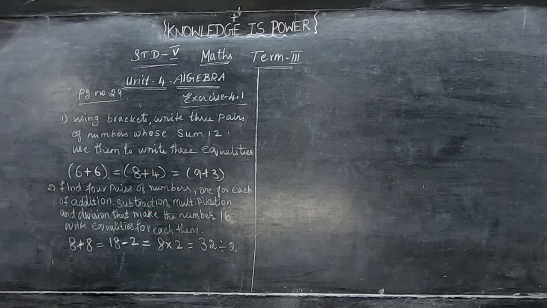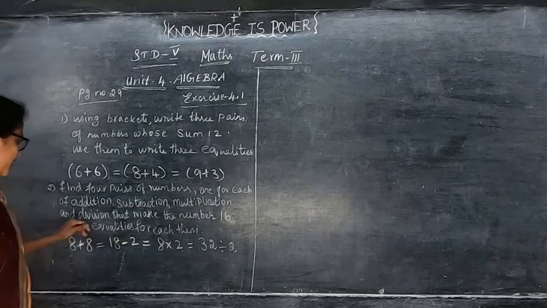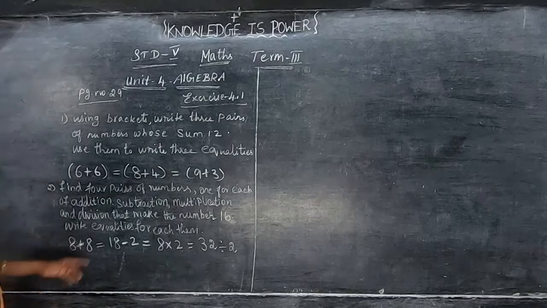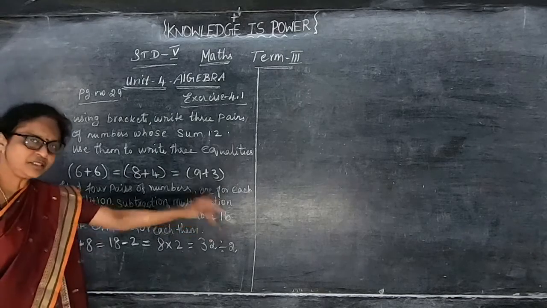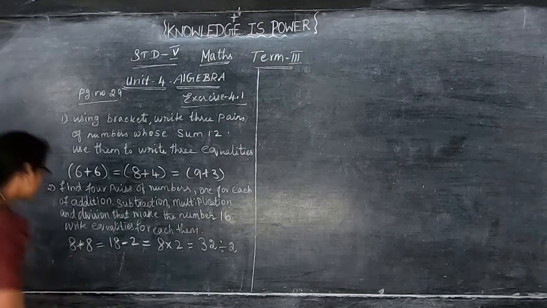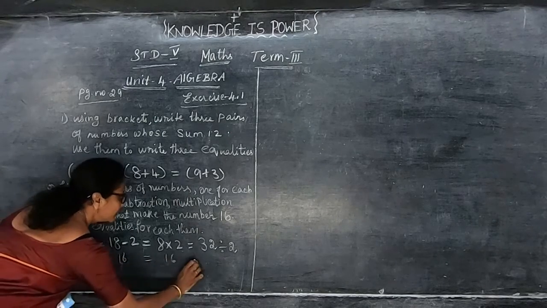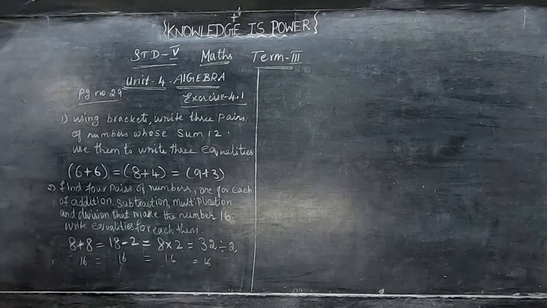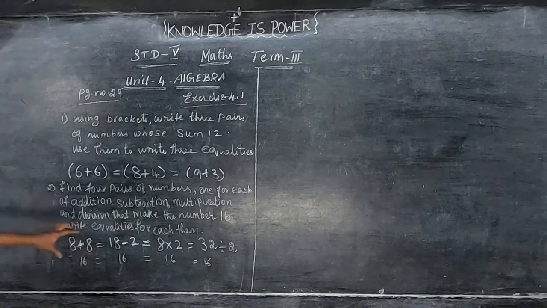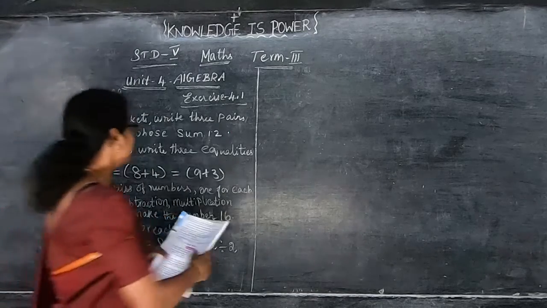Can you understand children? Find 4 pairs of numbers, 1 for addition, subtraction, multiplication and division. So addition, subtraction, multiplication and division. And that makes the number 16 வரணும். So 8 plus 8 போட்டா 16 வரும். 18 minus 2 is 16. This is 16 and 8 2s are 16 and 32 divided by 2 is 16. And write equalities for them. This is the way of writing the equalities side by side. Don't write one by one in the down. Okay, then this is equality.